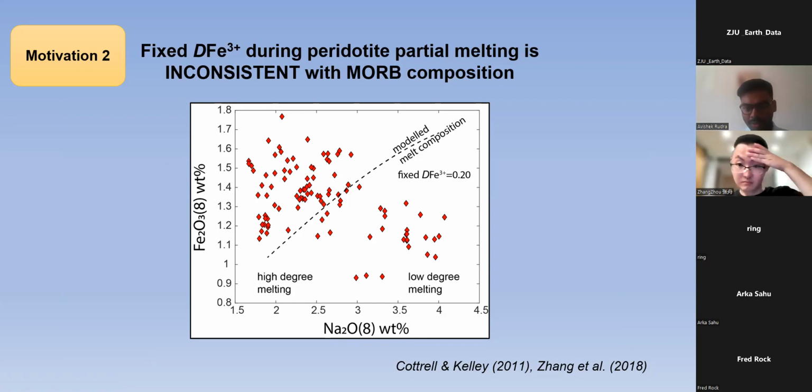We know that sodium is incompatible during partial melting of pyrrhotite, but if we consider ferric iron is also incompatible, then we expect a positive correlation. However, we do see a negative correlation. So that means either ferric iron is not compatible during partial melting of pyrrhotite, or the compatibility is different depending on whether it's low degree melting or high degree melting, the ferric iron compatibility might change. So we need to understand that as well.